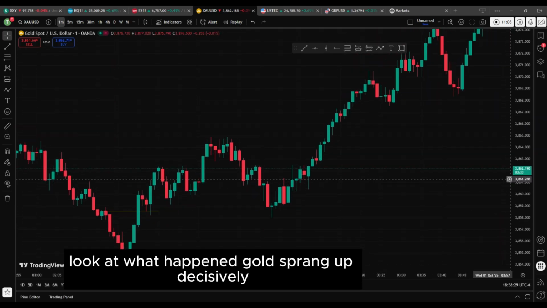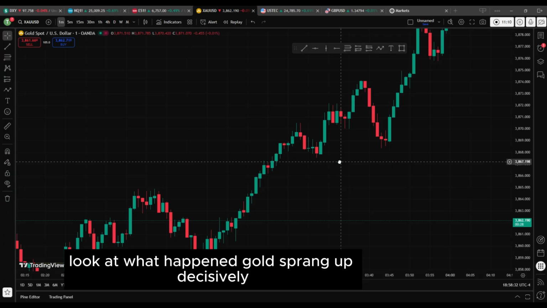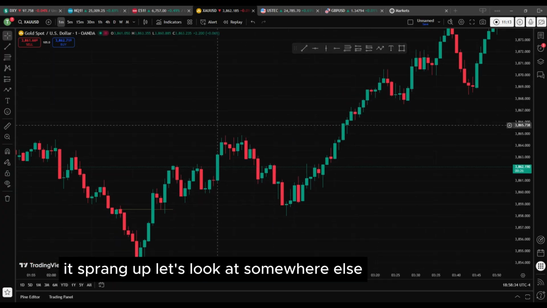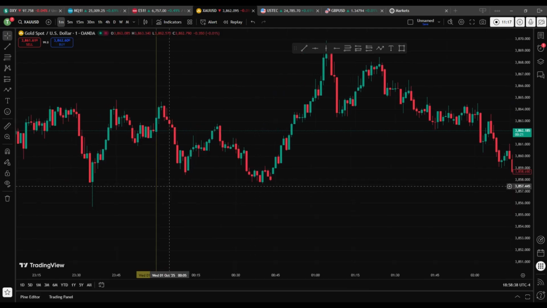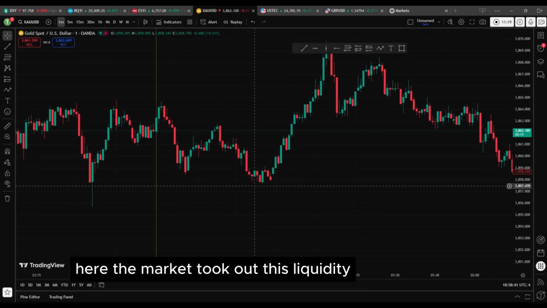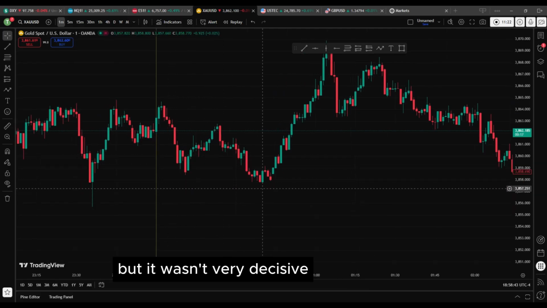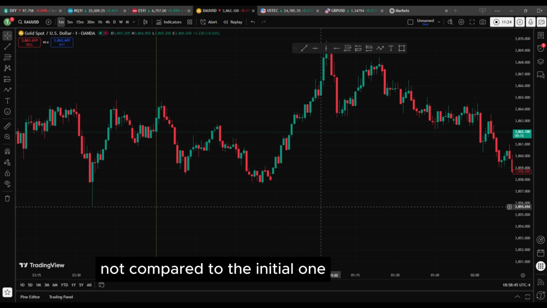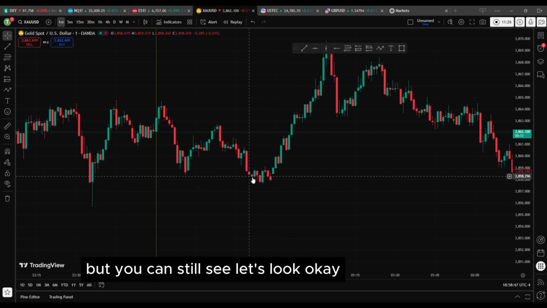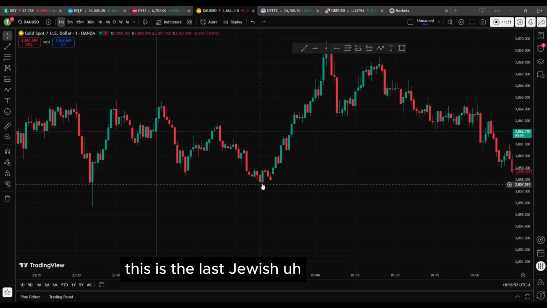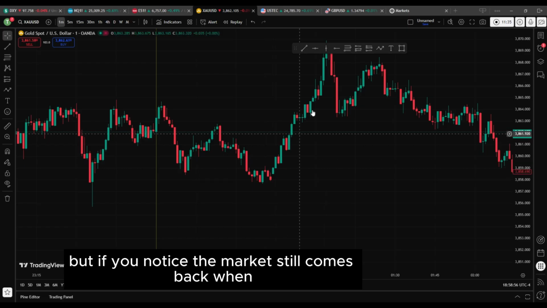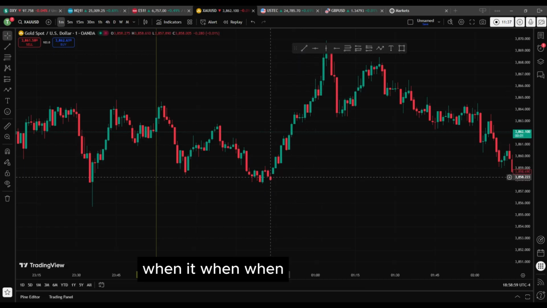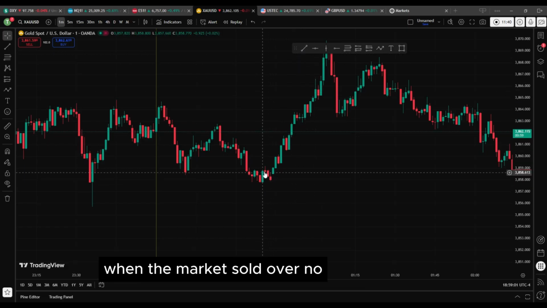Look at what happened. Gold sprang up decisively. Let's look somewhere else. Maybe we can see more bullish breaker blocks from here. The market took out this liquidity, but it was not very decisive compared to the initial one. But you can still see, okay, this is the last bearish candle that formed. So if you notice, the market still comes back to where the market sold off.